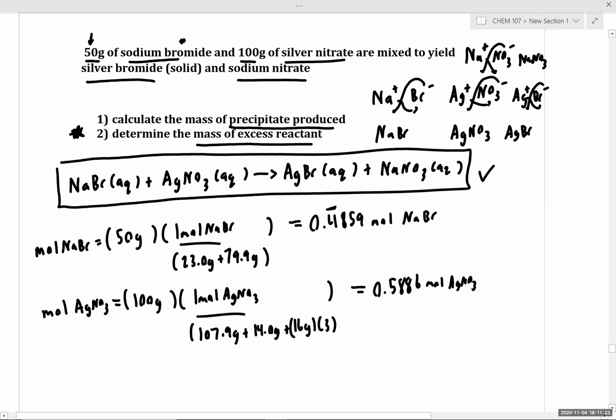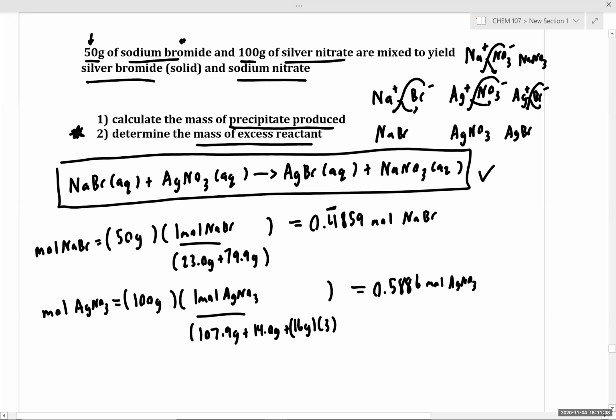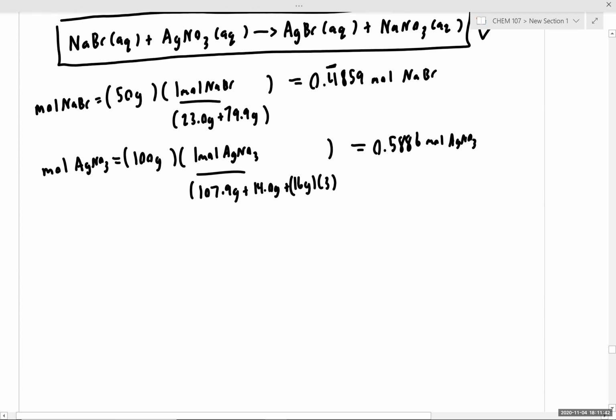Okay, now, we certainly can process this using the product method, but if we need to do this kind of simultaneous calculation, we're going to likely have to use an ICE method. So we're going to write out our sodium bromide and our silver nitrate, and we're going to make just a makeshift ICE table.